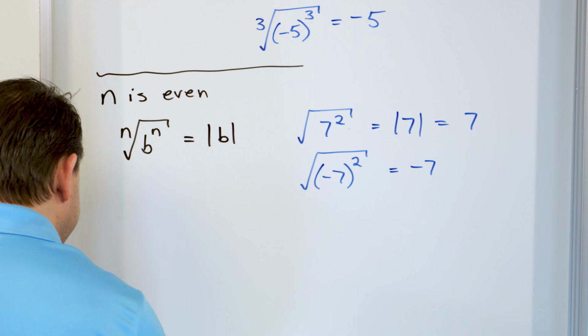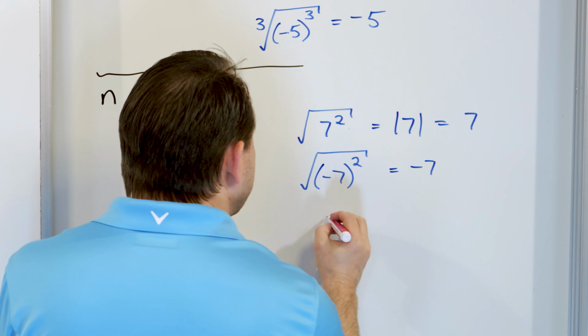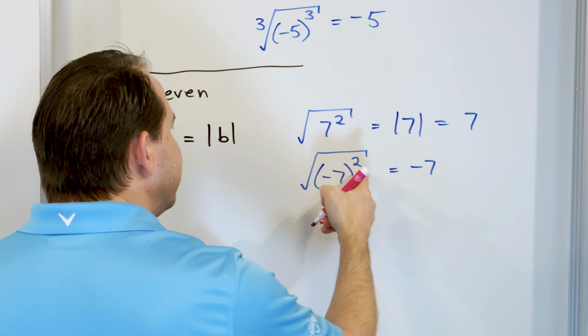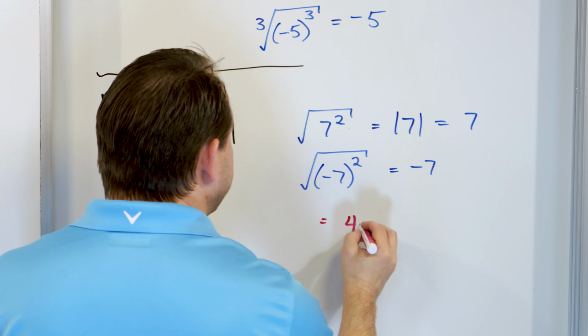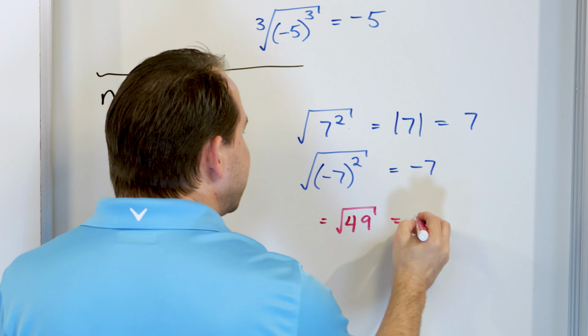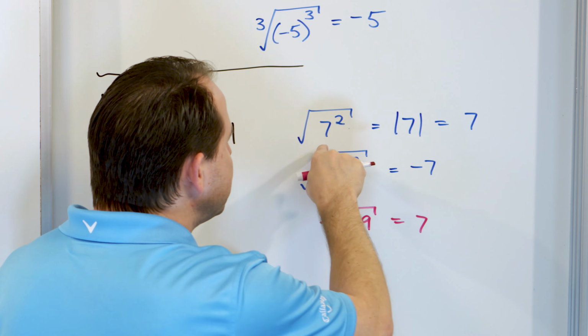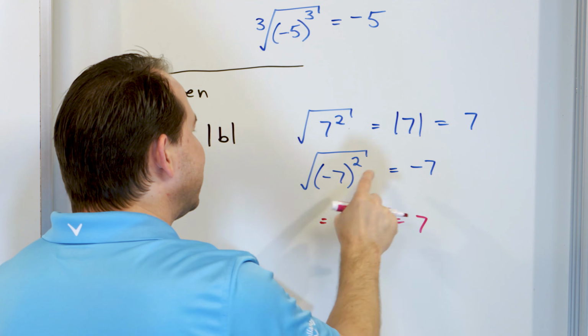Because if you actually do this problem in all of its glory, then what you really will have, negative 7 times itself is positive 49. You take the square root of positive 49, you get positive 7. So there's no way the answer to this is negative 7. Even though you think the square root's going to cancel with the square, it's going to leave you with this.